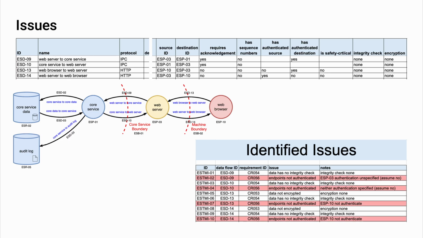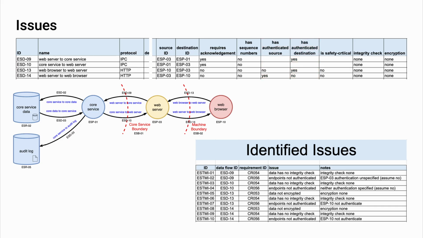When it comes to authentication, we want to ensure that both ends of the data flow are authenticated. And if, as shown here with our data, you don't have an assertion that we have authentication on one end or the other, then that's something we need to look into.